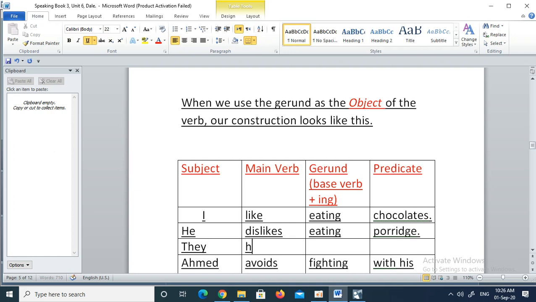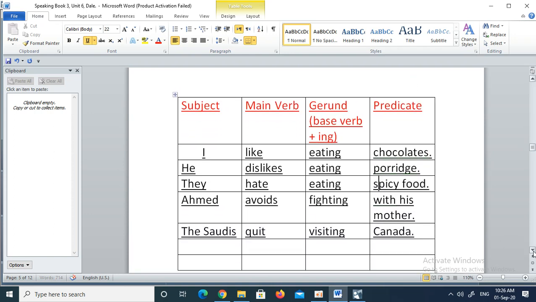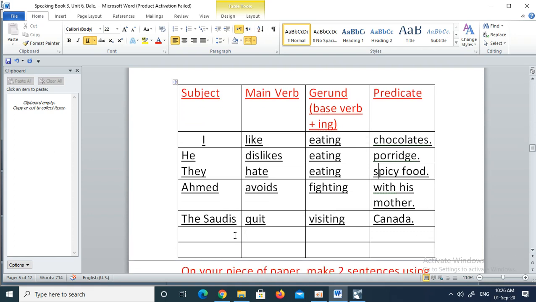They hate eating spicy food. So, we could say Ahmed avoids farting with his mother. The Saudis quit visiting Canada.